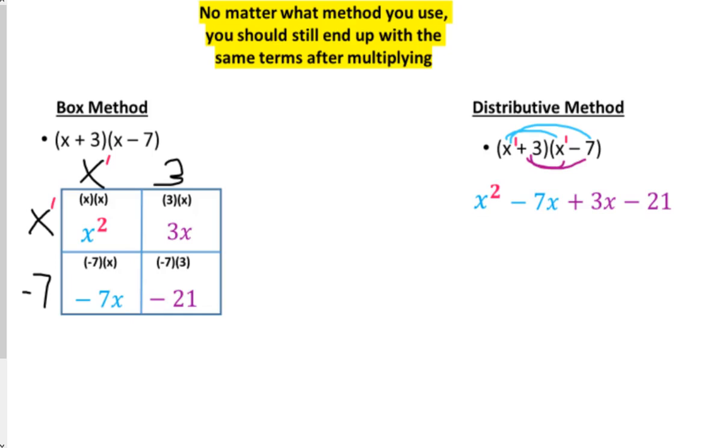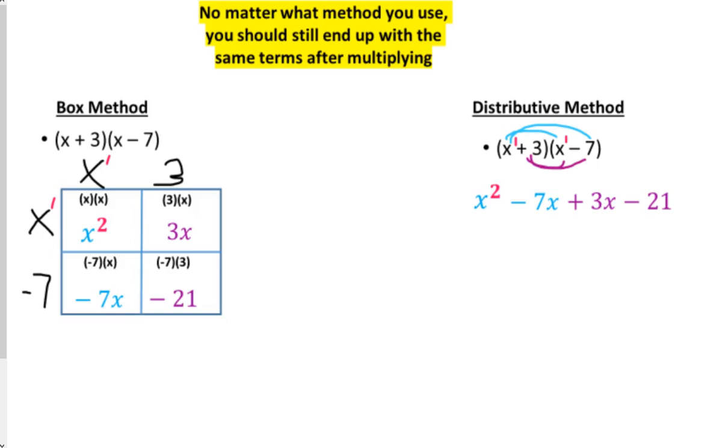The only difference is in the box method, your terms come out in a box. In the distributive method, yours are not in a box, but you can still compare your work with another person that is doing a different method, because when you're multiplying those same terms, you should still get the same outcomes. So remember, x times x is x squared, and then we did x times negative 7, which was negative 7x, and then you did 3 times x, which is 3x, and then negative 7 times 3, which is a negative 21.